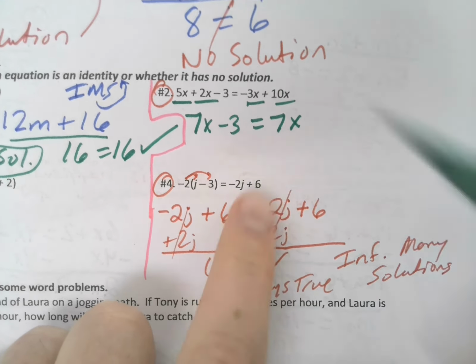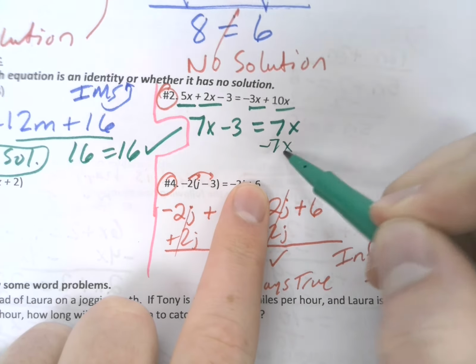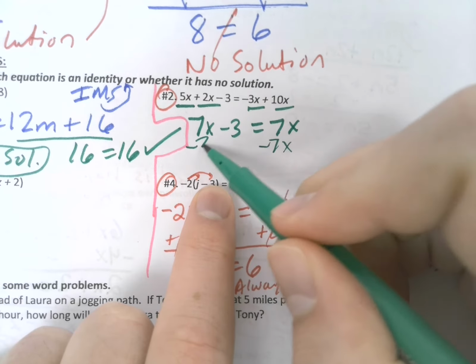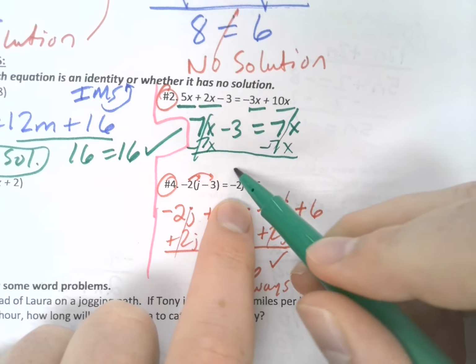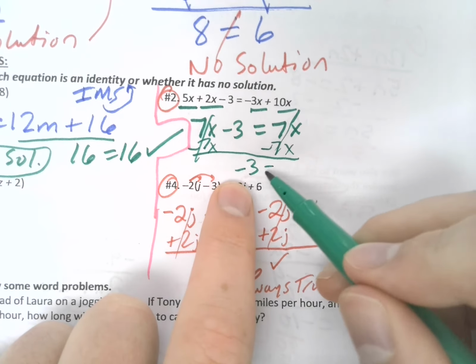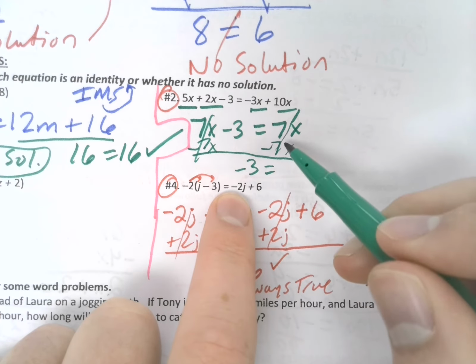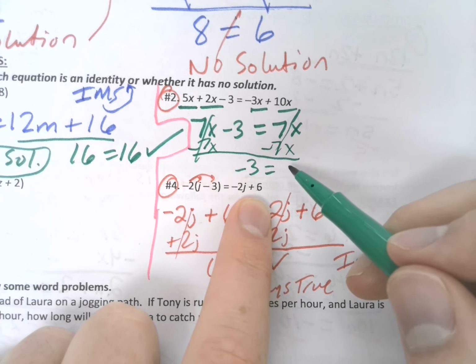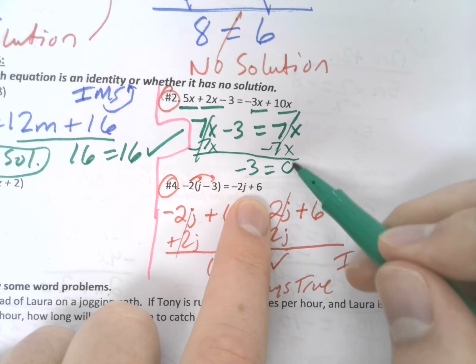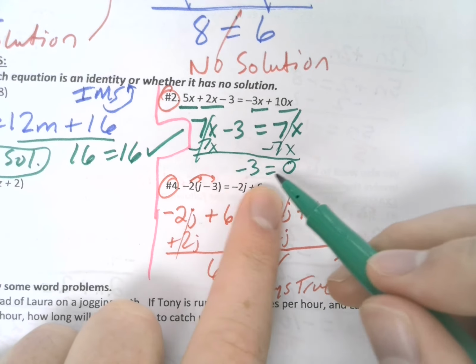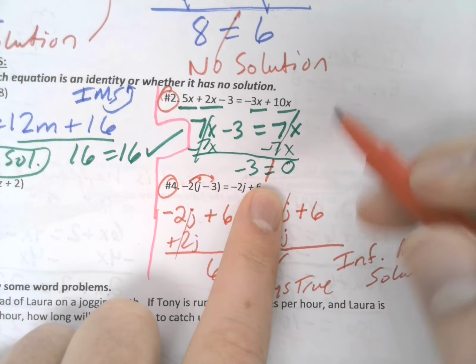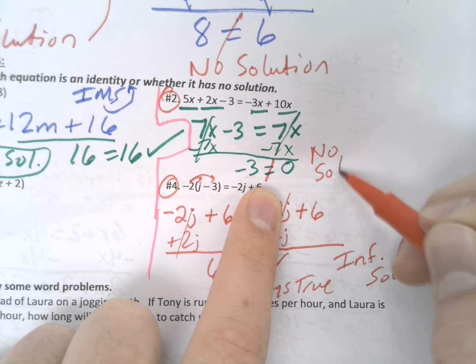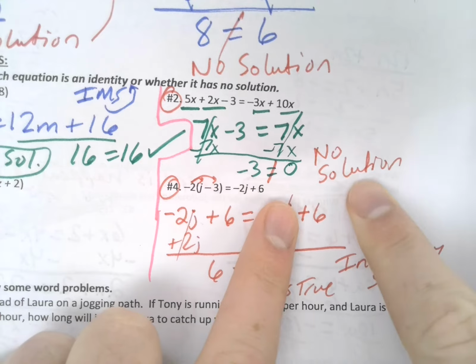Well, that would require us to combine our variables. So if 7x is over here, I'm going to bring it over here by subtracting it. Well, that leaves you with negative 3 on the left side and nothing on the right side. Well, what number do we use to represent nothing? 0. Will negative 3 ever be 0? Heck no. That is a no solution.